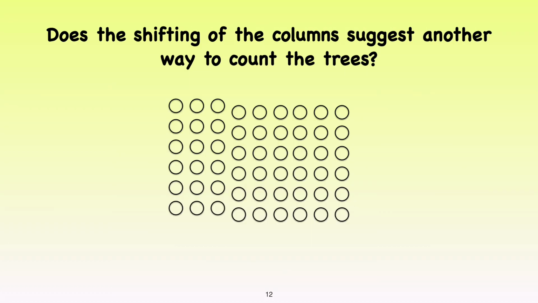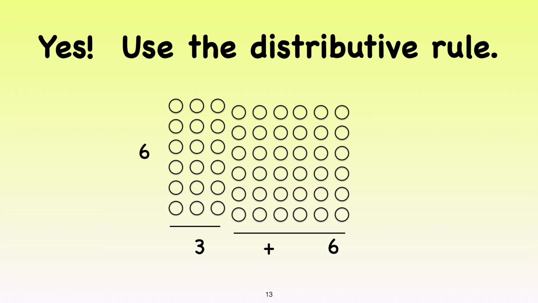Does the shifting of the columns suggest another way to count the trees? Now, this is a little problem, but it will suggest something you might be able to do with a much larger problem. The shifting has divided a single group into two smaller groups, one with 3 columns and one with 6 columns. This example is for a pretty small number of trees, but it suggests how to break up much larger groups into smaller groups whose sizes are easier to handle. It might be in tens or it might be in hundreds.